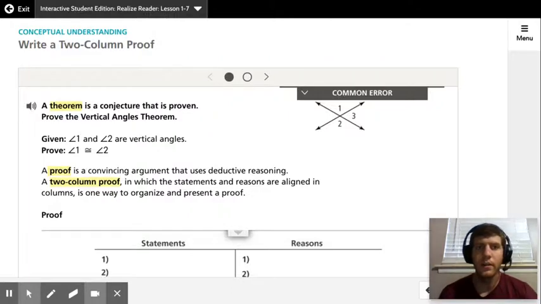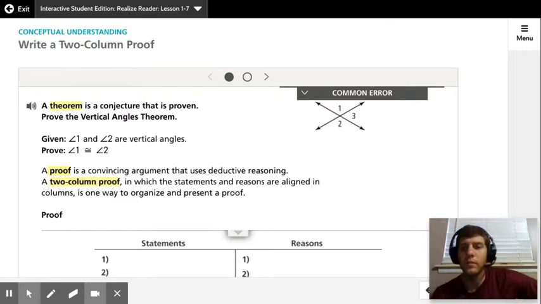Example number one is a two-column proof. So we need to, again, still talk about a few vocabulary words here. The first one is theorem. A theorem is a conjecture that is proven.